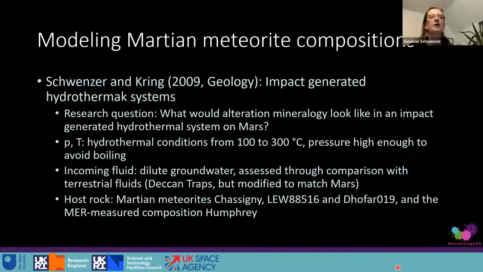And so what we modeled went in proper hydrothermal temperatures, as a mineralogist would define them, from 100 to about 300 degrees C. And I chose pressures high enough to avoid boiling.